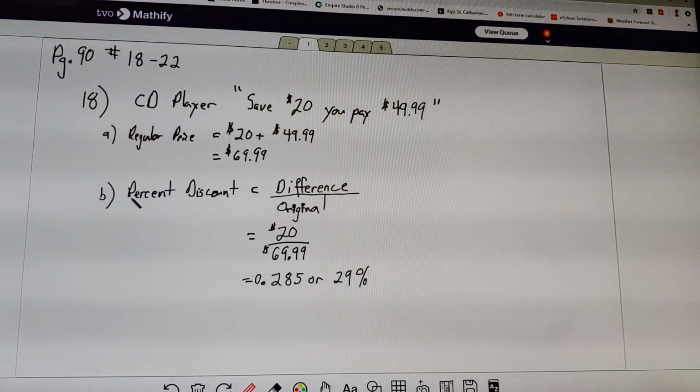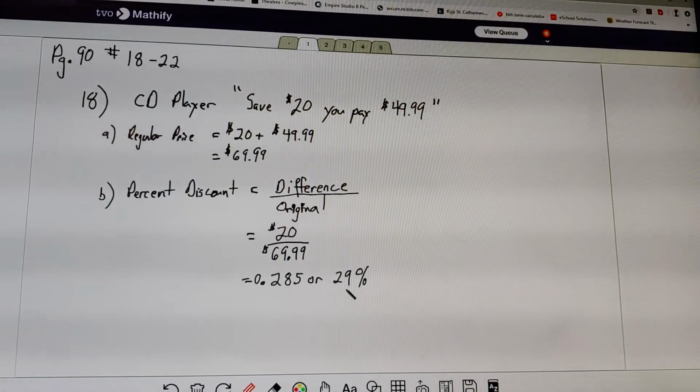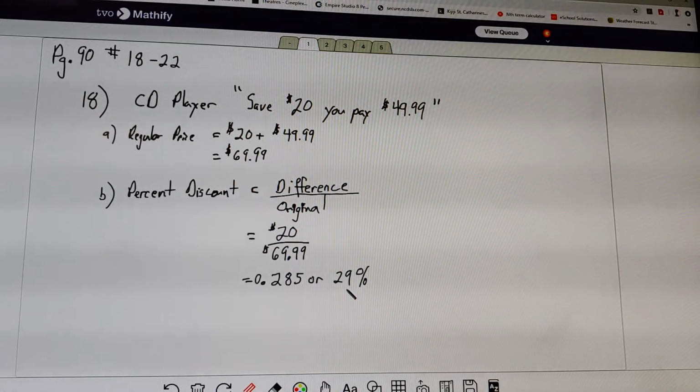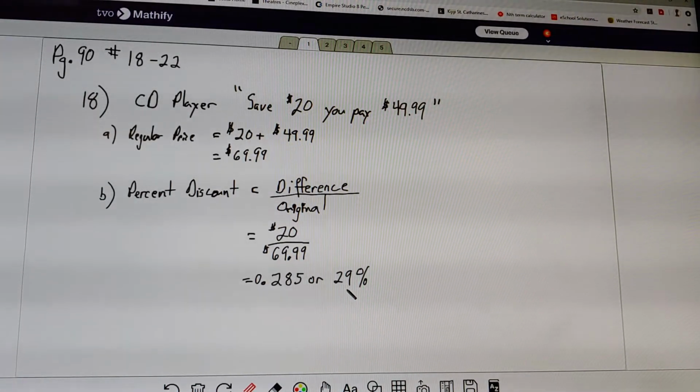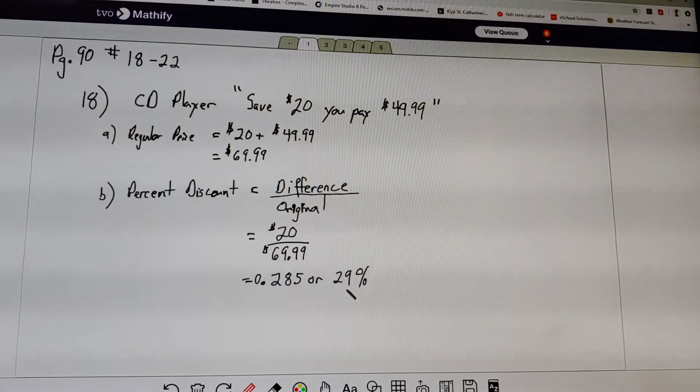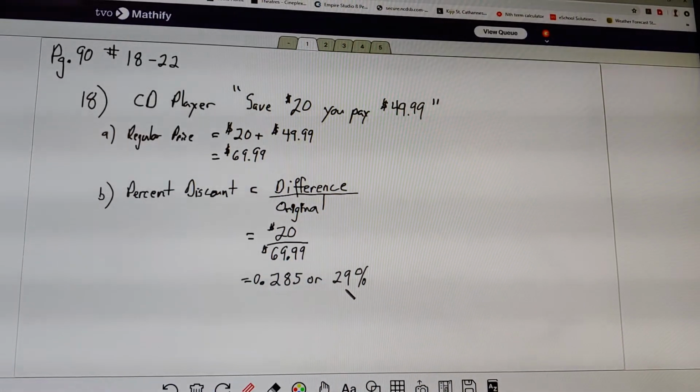But because it's percent discount, we multiply that by 100 or make it 100 times larger. It never gets old. Although you're all probably sitting there thinking, oh God, that's getting so old. When's he going to stop? I won't. Just get used to it. Anyways, 29%.